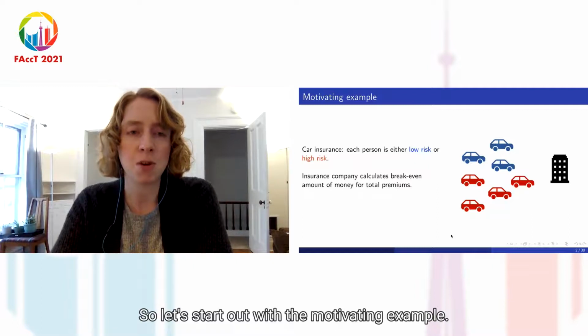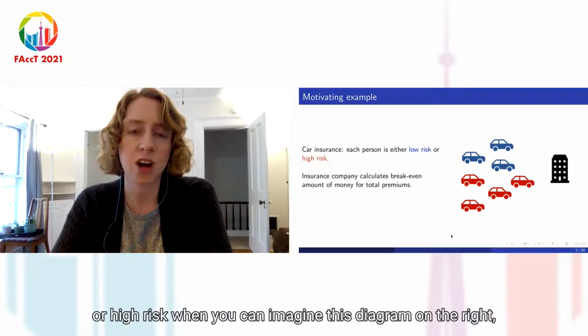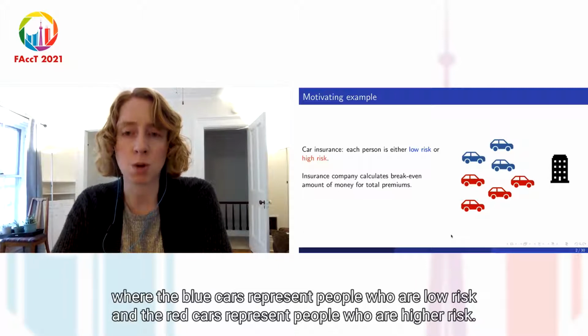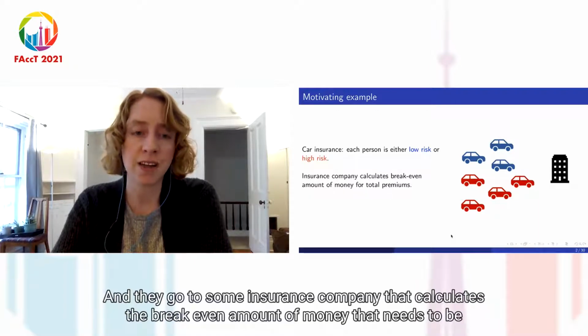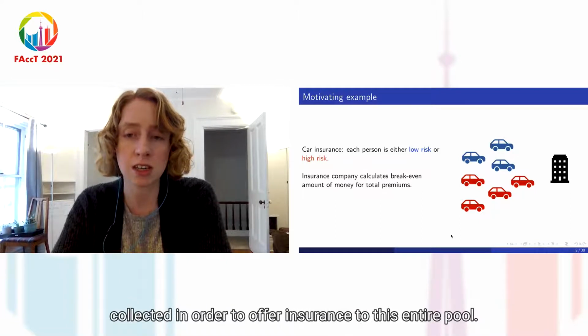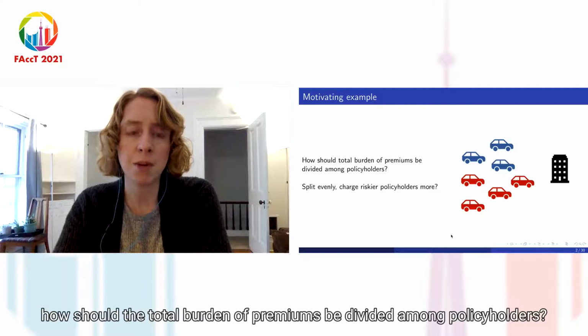So let's start out with a motivating example. Consider the case of car insurance, and say that we're going to assume each person is either low risk or high risk. And you can imagine this diagram on the right, where the blue cars represent people who are low risk, and the red cars represent people who are higher risk. And they go to some insurance company that calculates the break-even amount of money that needs to be collected in order to offer insurance to this entire pool. So the question is, how should the total burden of premiums be divided among policyholders?